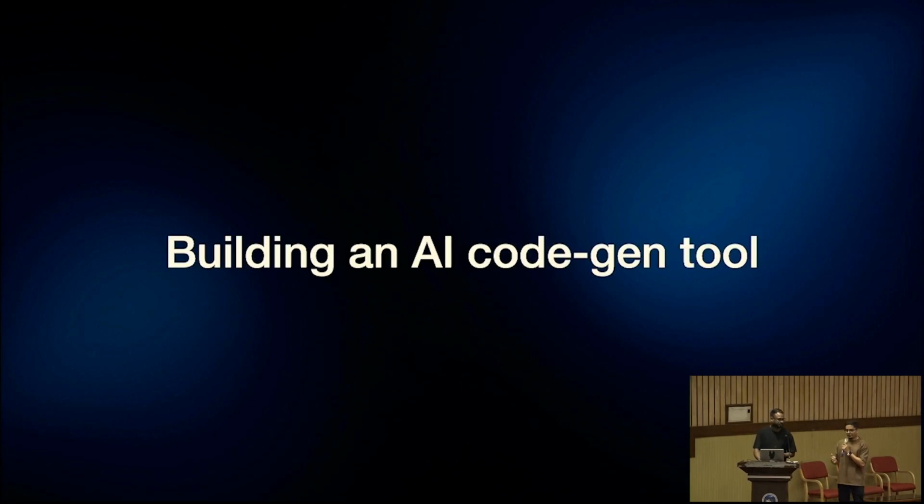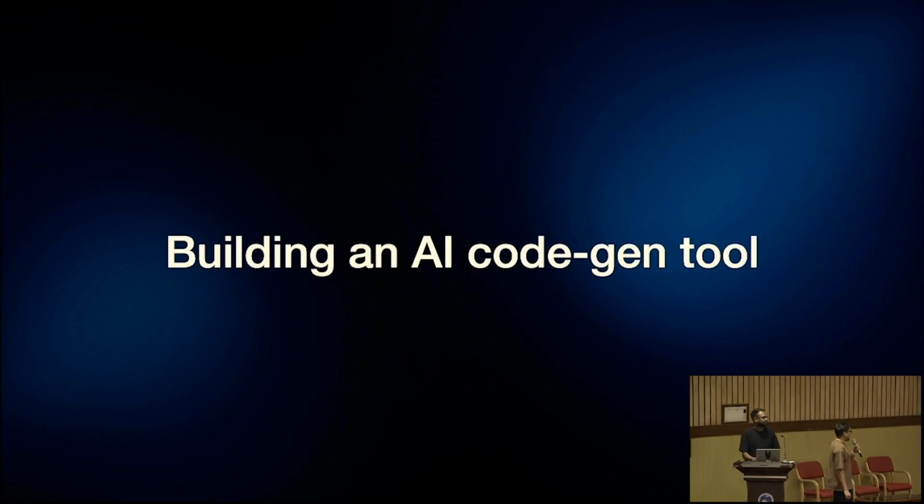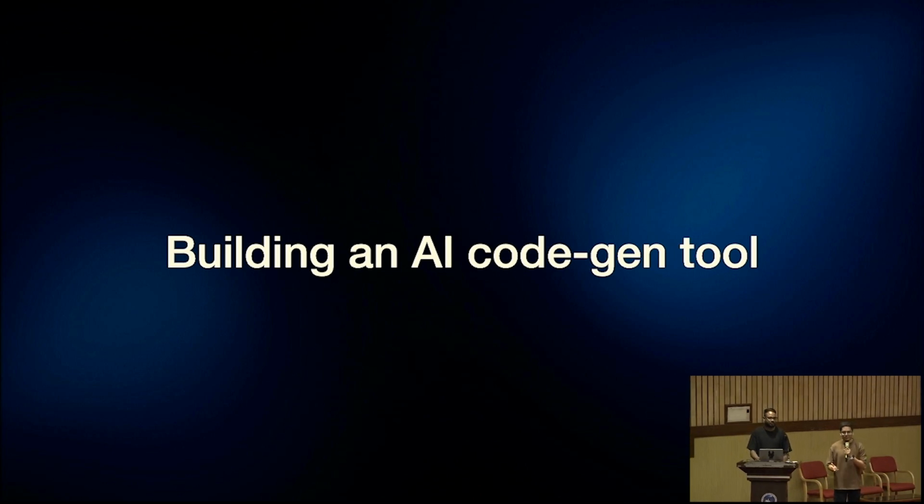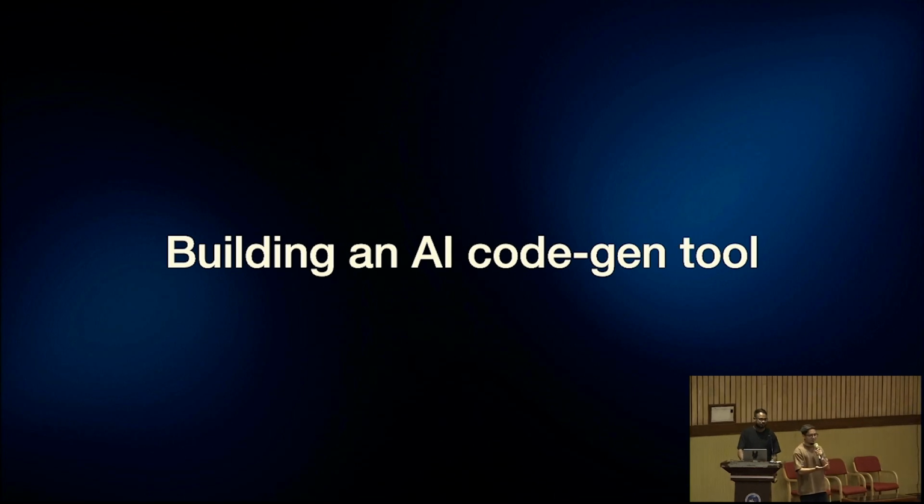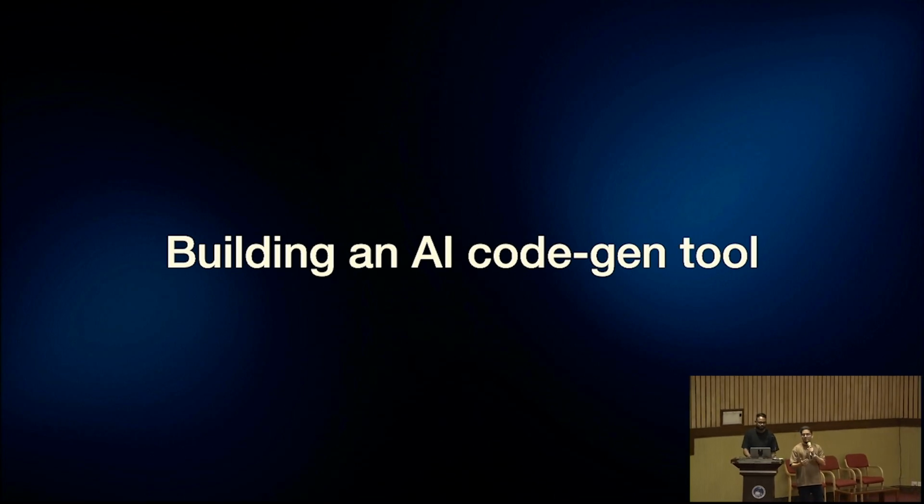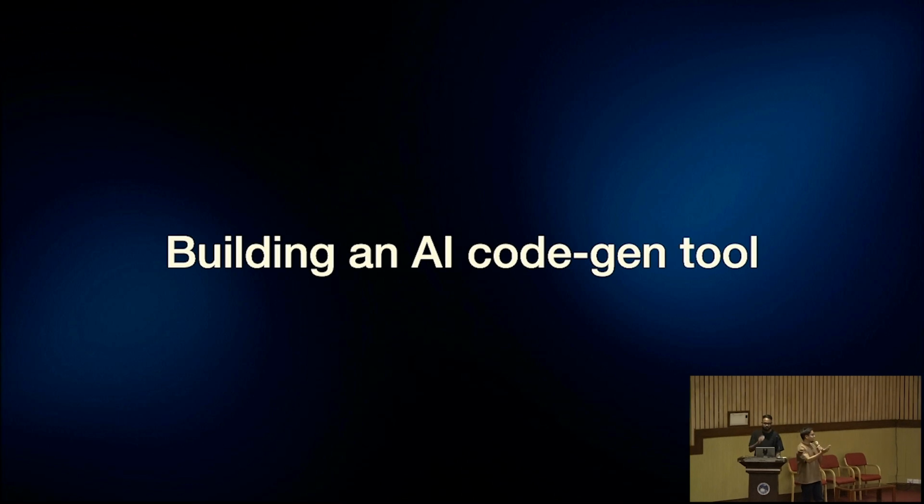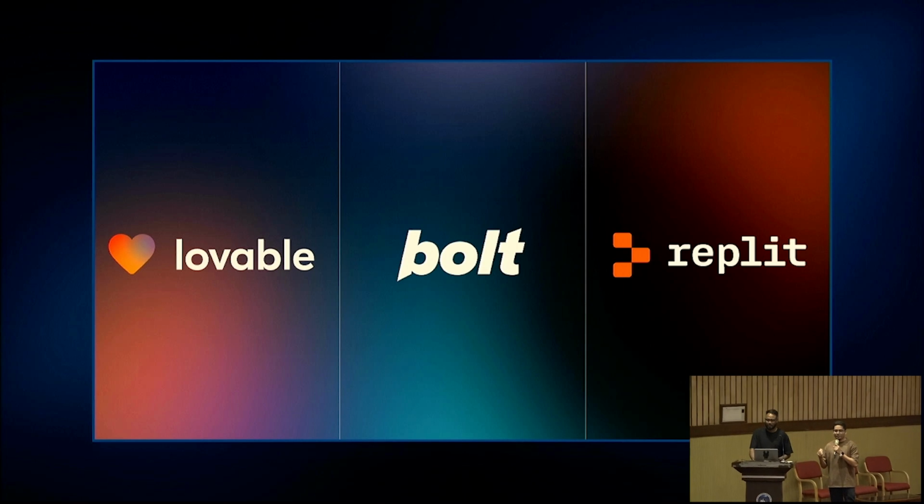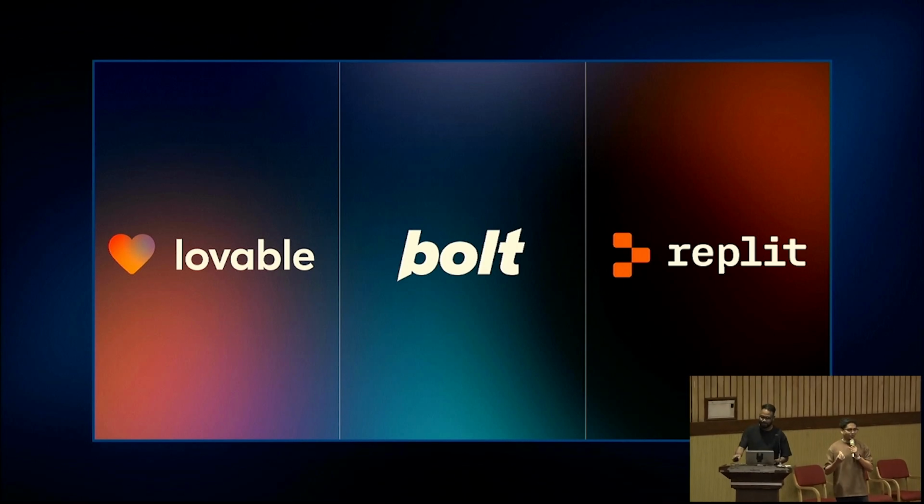But yeah, today we are going to talk about something else: building an AI code gen tool. Does that ring a bell? Everybody's talking about it. Cursor, Codium, Windsurf, Copilot, Bolt, Lovable. So it's all about these things, right? People are going bonkers about these tools.